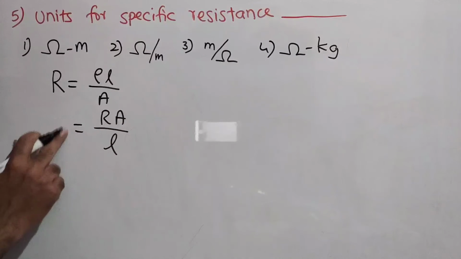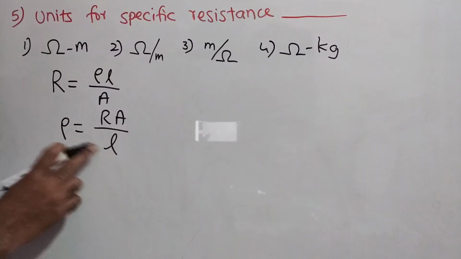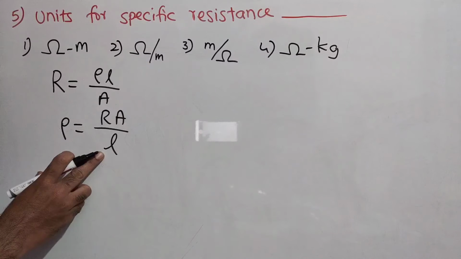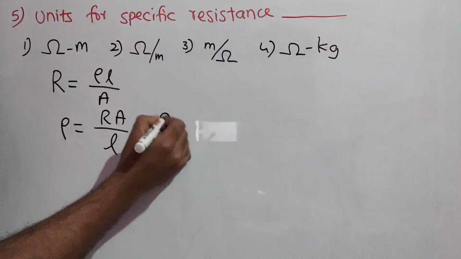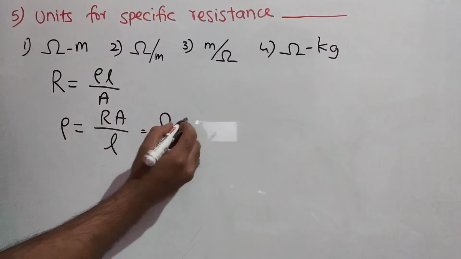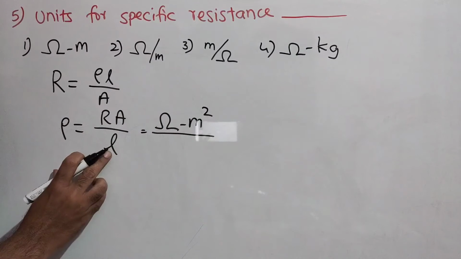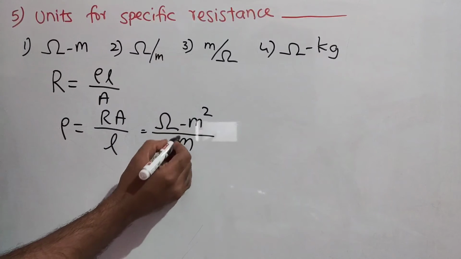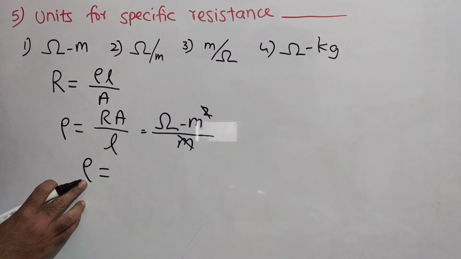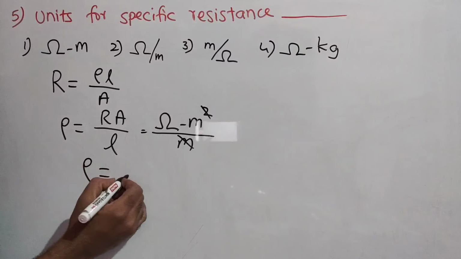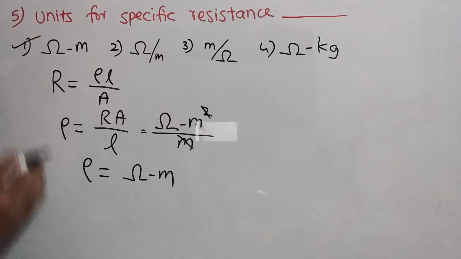So if you know this formula, rho is equal to RA by L, then it is very easy to write the unit for specific resistance. We know the resistance unit is ohm, the area of cross section of wire has units of meter square, and the unit of length is meter. So from this you get the unit for specific resistance or resistivity as ohm meter. So the answer for this question is ohm meter.